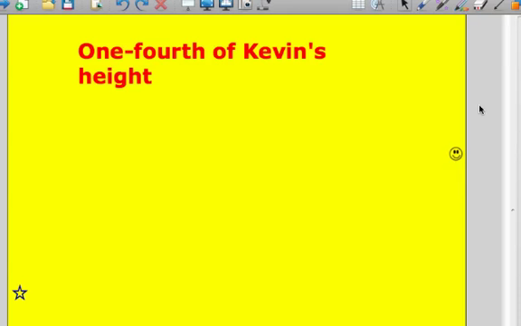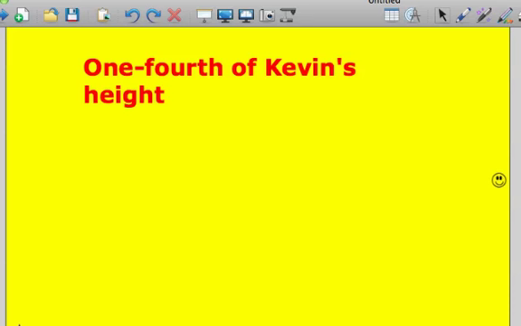This right here is an example of a problem we've been working on in class. We have to find an algebraic expression for this. So it says 1/4 of Kevin's height. Now, an algebraic expression is just a number, or a constant as we call it in class, a variable, which is like an unknown amount. So in this case, the unknown amount is Kevin's height. We don't know how tall he is.